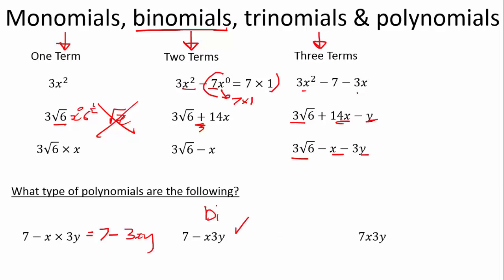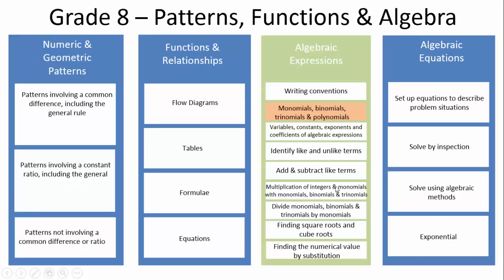7x3y, ooh, this we could simplify even further. We could make that 21xy because we went 3 times 7. Oops, 21. The xy is very untidy here. That's an x and a y. And that is a monomial because there's only one term.